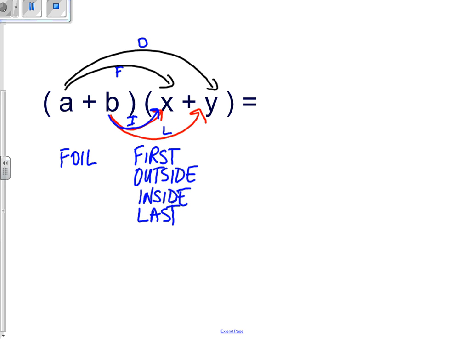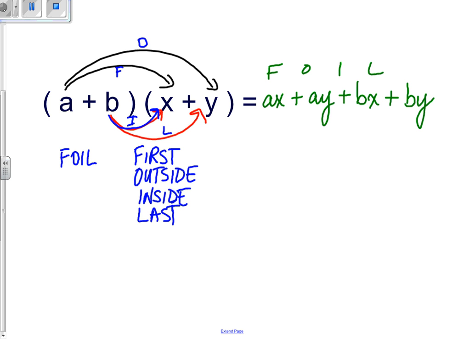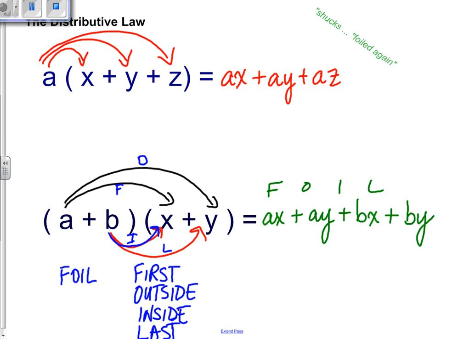Let's FOIL it. First, outside, inside, last. My firsts would be a times x, which is just ax, plus outside is a times y, ay, plus inside b times x, bx, plus last, by. And I very carefully made sure I've multiplied a by both and b by both. On to our next slide.